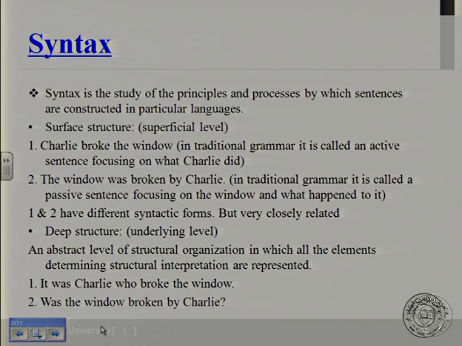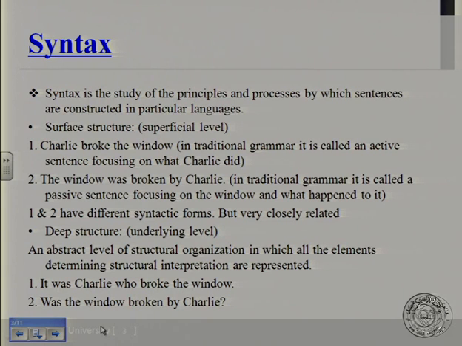Now, here we have the first type, surface structure, the superficial level. For example, Charlie broke the window. In traditional grammar, this is called an active sentence. This sentence focuses on what Charlie did. This is a superficial level.